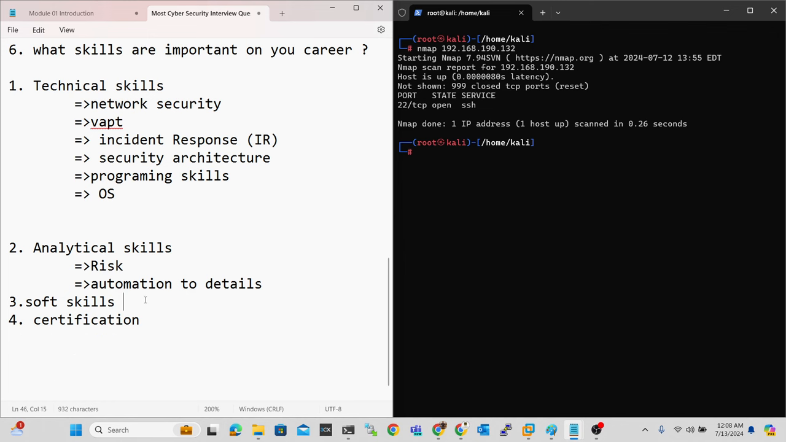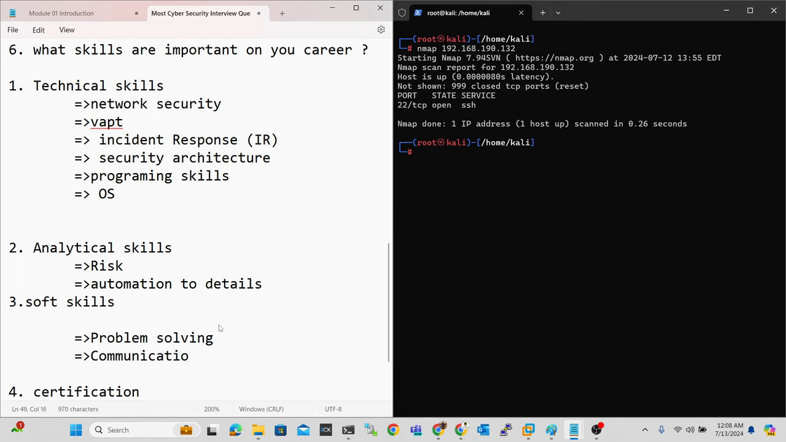So I'll discuss soft skills. Soft skills mean problem solving, communication, teamwork, continuous learning, project management. One soft skill is problem solving, communication, teamwork, CI/CD, learning.